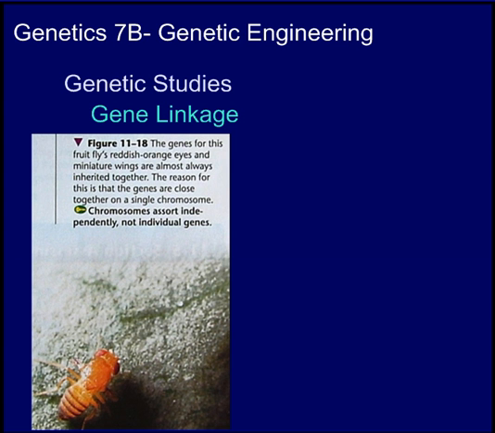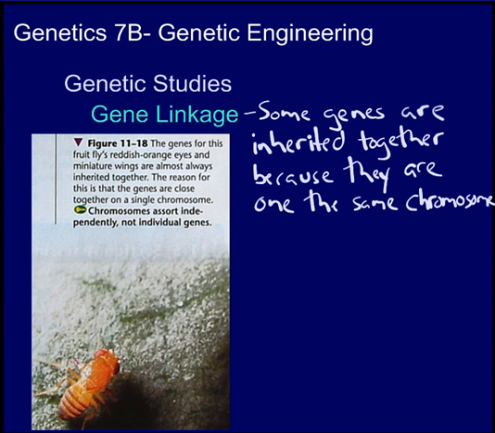What we found out by studying fruit flies is that several of the mutations, like you see in this fruit fly here, it has 2 mutations, red eyes and miniaturized wings. These 2 mutations tend to be inherited together. They are linked, and the reason they're linked is because they're on the same chromosome. So it's actually chromosomes that assort independently, not individual genes. Some genes are inherited together because they're found on the same chromosome.